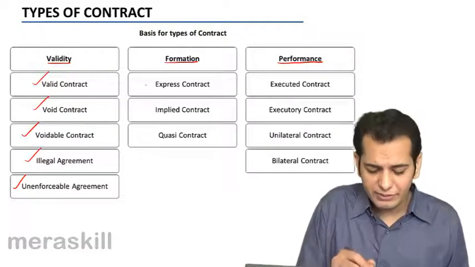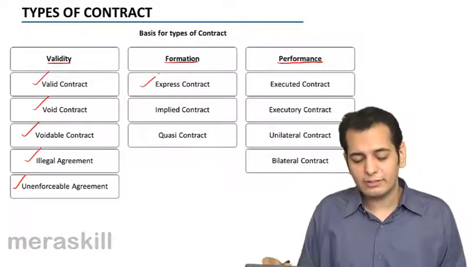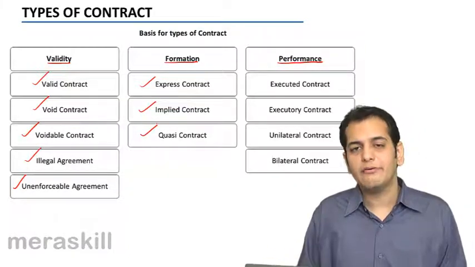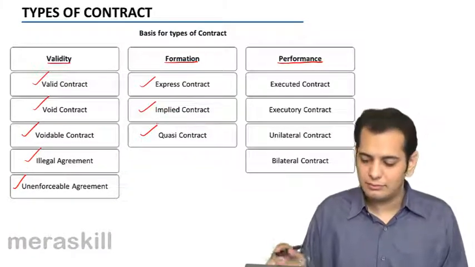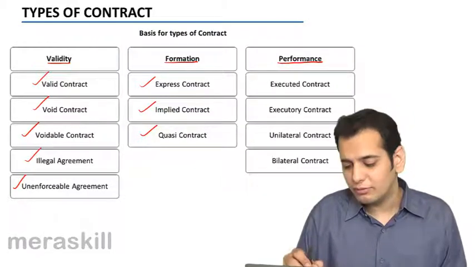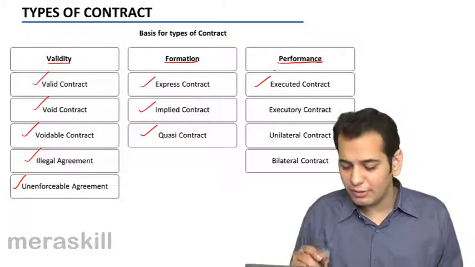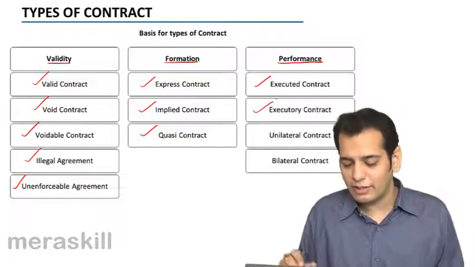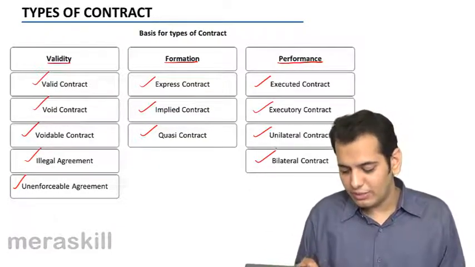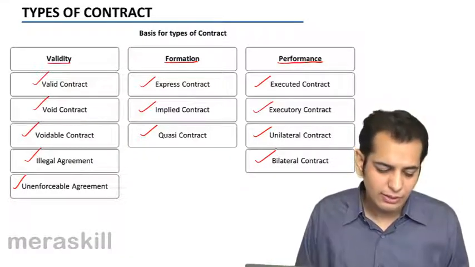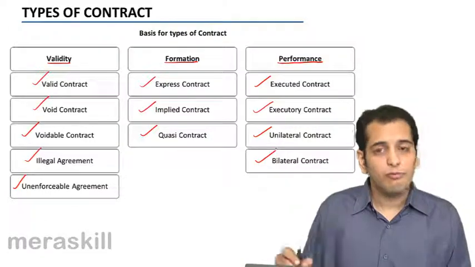On the basis of formation, we have express contract, we have implied contract, third we have quasi contract, and finally on the basis of performance, we'll study what is an executed contract, what is an executory contract, what is a unilateral contract, and what is a bilateral contract. So let's get started with a valid contract.